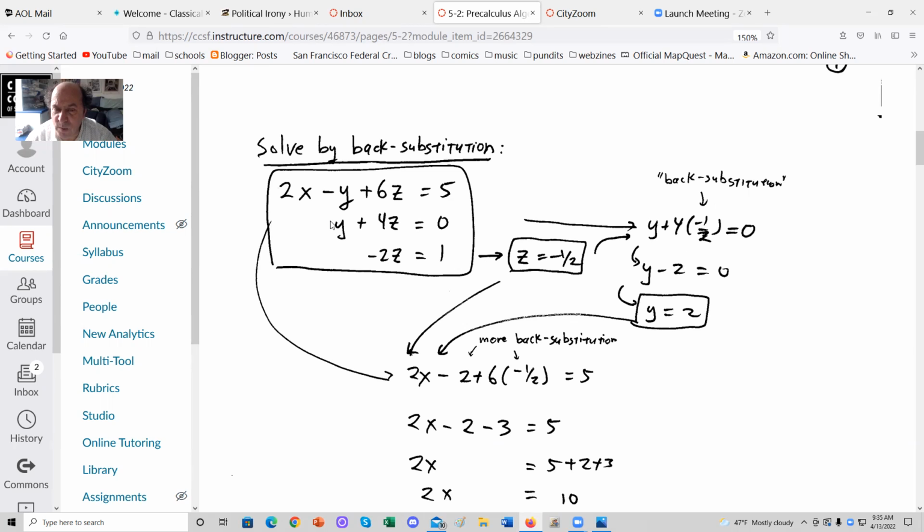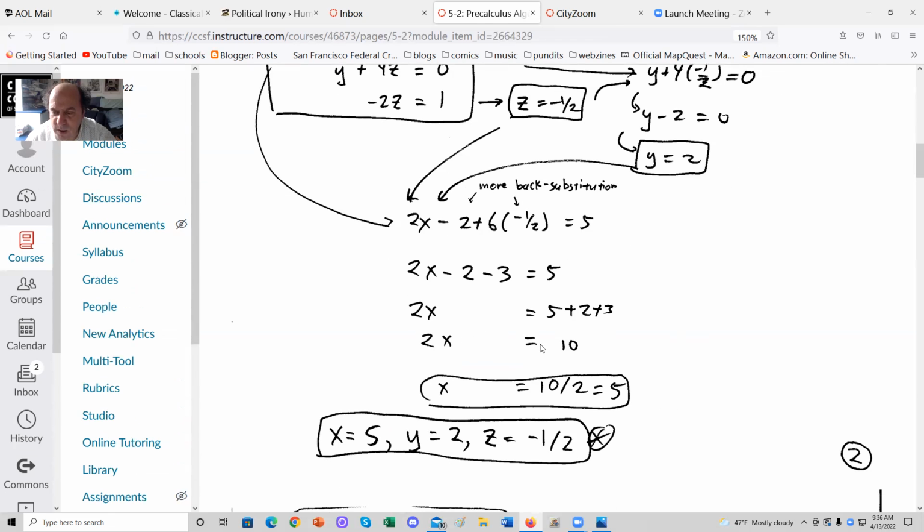Then having gotten y and z, we substitute into the first equation, or back substitution, to solve for x. 2x minus 2 plus 6 times minus a half equals 5. And so I could just do a little bit of algebra. 2x minus 2 minus 3 is 5. So 2x equals 5 plus 2 plus 3. So 2x is 10. So x equals 10 halves or 5. So there you go. X is 5, y is 2, z is minus a half. This triple is the solution.